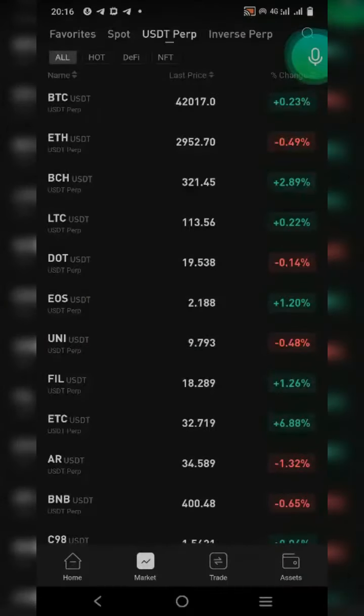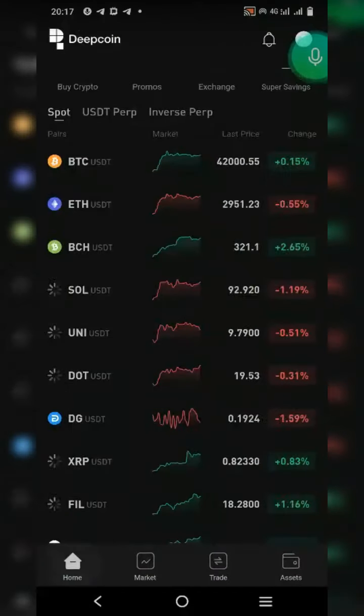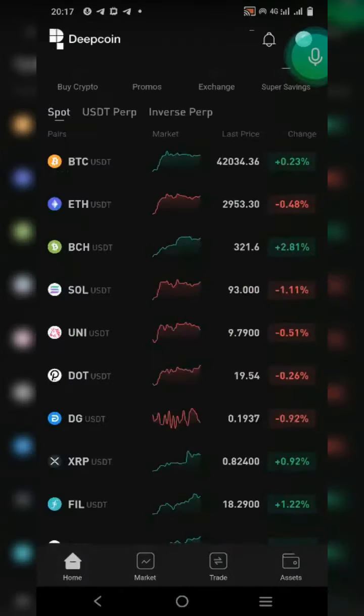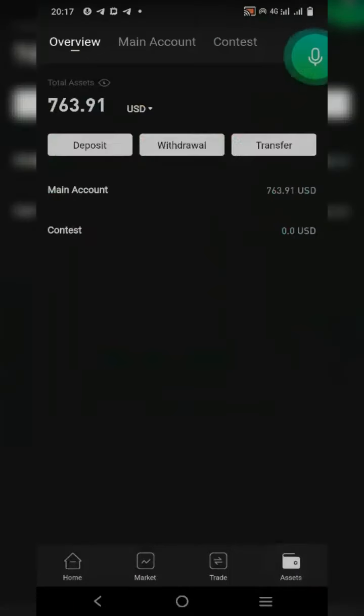So I want you to understand the spot market. Now let's move to understand the spot market even more. Let's move down to assets. If you go through your footer where you see home, market, trade, assets. Now on my wallet, I think I have about 763 USDT, US dollars.